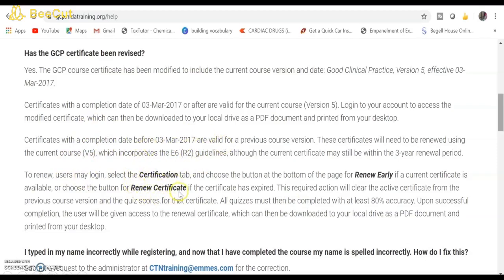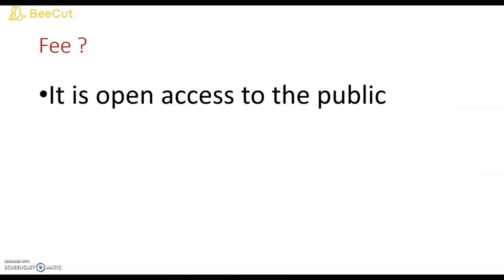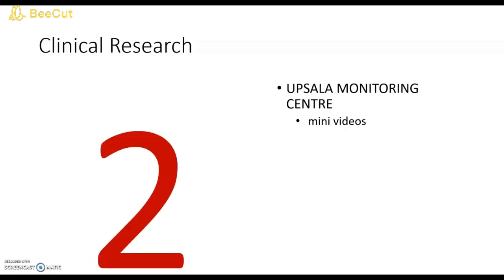So you have to renew your certificate if it already has expired, but if it is about to get expired, you can click on the option renew early in the certification tab, so that you will be having a valid GCP certificate. Okay, so as I was telling you, you have to type your name correct, otherwise you have to take care of extra efforts for emailing the administrator, which will be a bit hectic, right? So about the fee, it is an open access course to the public. It will not charge a single penny. So I think this was a good option.